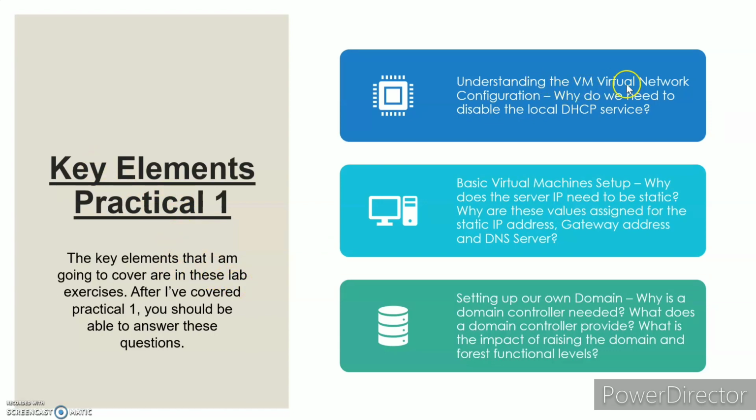These are the key elements of Practical 1 that I'm going to cover in these lab exercises. In understanding the VM virtual network configuration, why do we need to disable the local DHCP service? In basic virtual machine setup, why does a server IP need to be static? And why are these values assigned for the static IP address, gateway address, and DNS server?